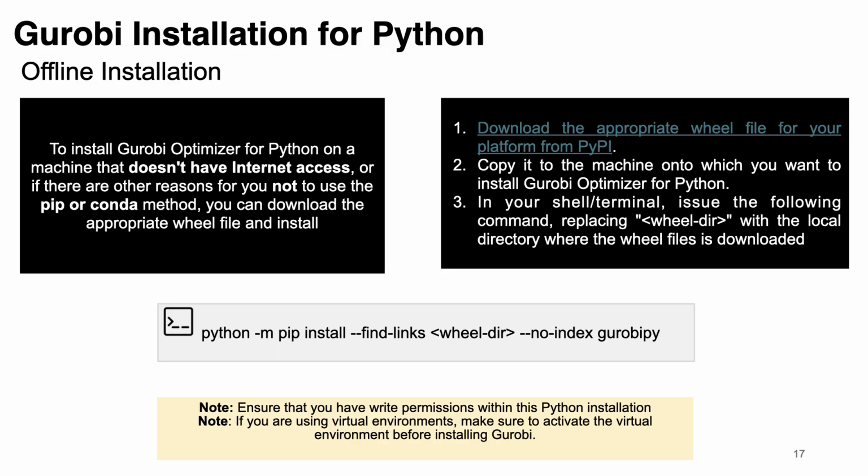Third, in your terminal, issue the command python -m pip install --no-index --find-links followed by your directory path, and then gurobipy. Make sure you have the right permissions for your Python directory, and if you are using a virtual environment, ensure it is active before running the command. This flexibility ensures that you can deploy Gurobi-powered solutions even in air-gapped or restricted network environments.